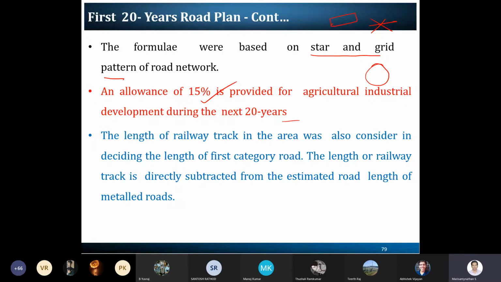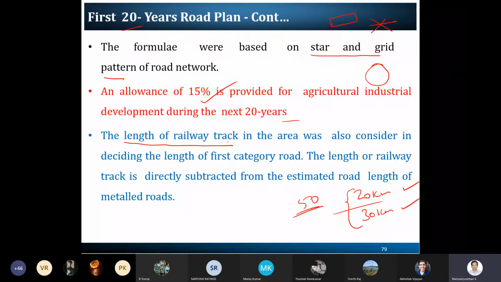Other than that, what differs between the first and the other 20-year plans is this: in the first 20-year plan, they also considered the length of rail track, existing or decided, in that particular road corridor. For example, 50 kilometers they are considering for Tiruchirappalli city, 20 kilometers maybe planned for the railway target and the remaining 30 kilometers for the roadway. This is the way they included the railway track in the first 20-year plan, which makes the difference between the other 20-year plans and the first. These are the highlights of the first 20-year plan.